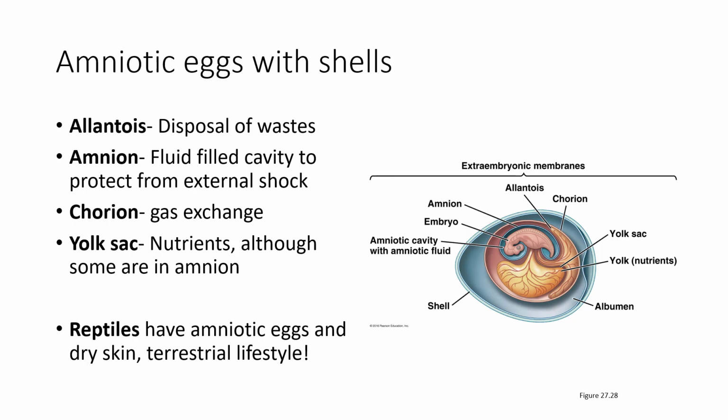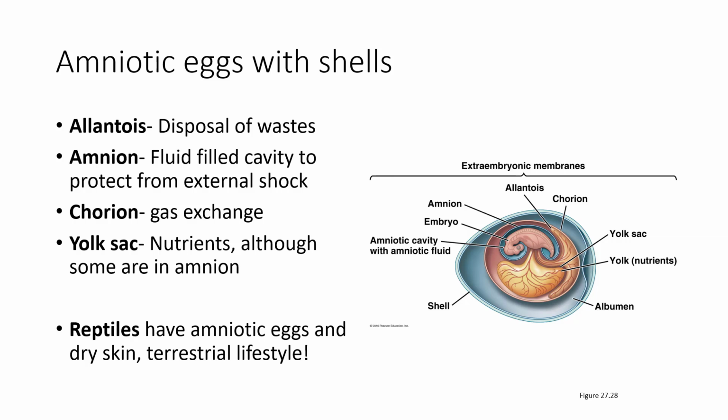And do remember that these first amniotic eggs were leathery rather than that hard shell you're used to cracking in the morning. The chorion allows for gas exchange, which is critical when you're surrounded by a hard shell. A yolk sac provides nutrients, although there are also some nutrients in the amnion. These were adaptive because they allowed organisms to lay their eggs on the land, and they would not dry out. And during the Permian, which was a very dry period, we're going to see that this was wonderful.